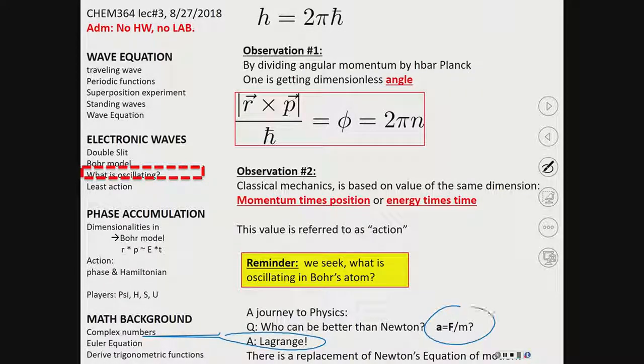Oh, by the way, this is Newton's equation, right? Second derivative of coordinate, which is acceleration, equals force divided by mass. And if there is more than one particle, more than one degree of freedom, it's just the same equation for each.